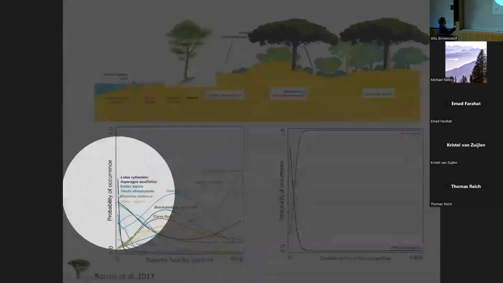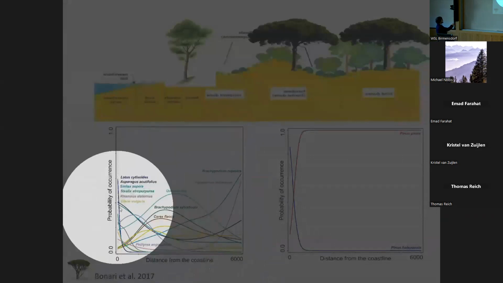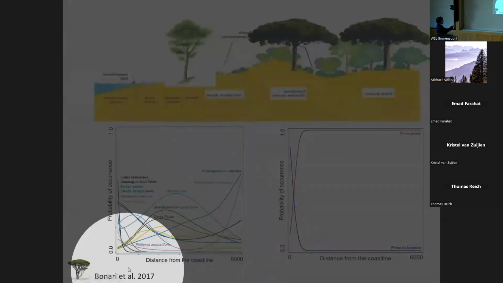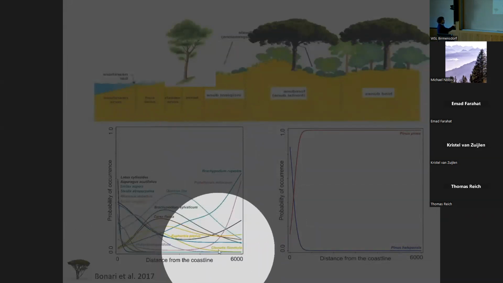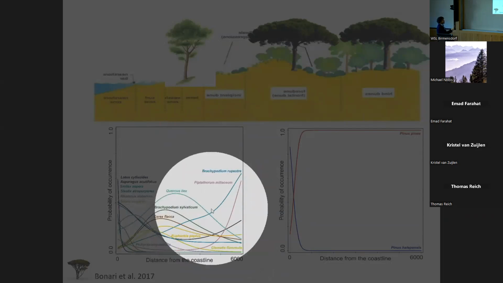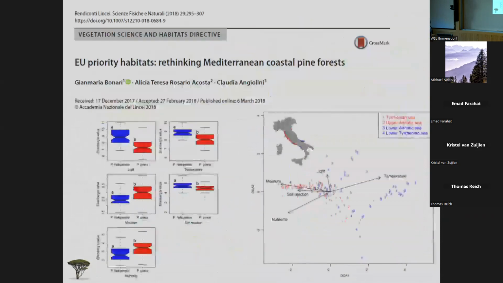So here, for example, we have a group of species that love to occur close to the sea, while when you move inland, you have typical species of the forest, okay? So this is also something to take into account because we tend to consider the forest, but we often overlook biodiversity in the understory.